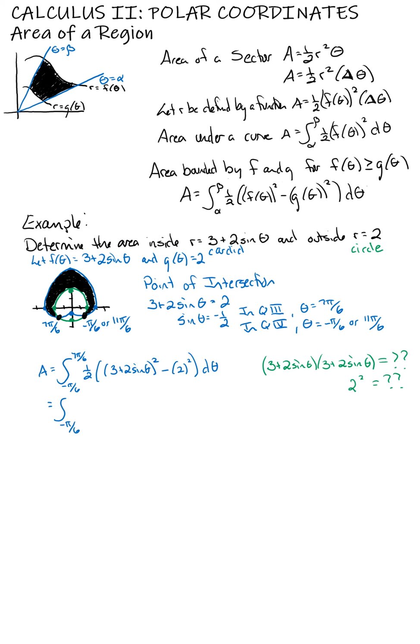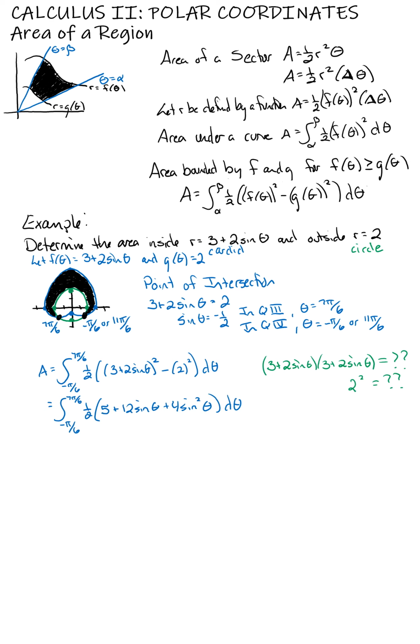You should end up with the integral from negative pi over 6 to 7 pi over 6 of 1/2 times, again, this is after all the things have been combined, you'll get 5 plus 12 sine theta plus 4 sine squared theta, d theta. Okay, pause it if you need, make sure you come up with all that.